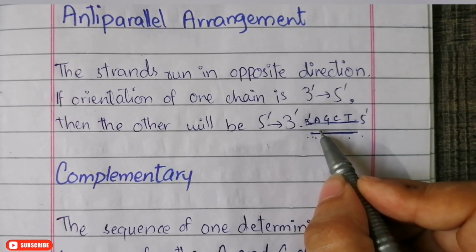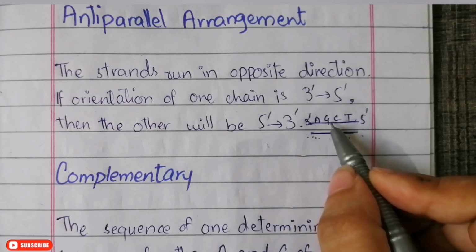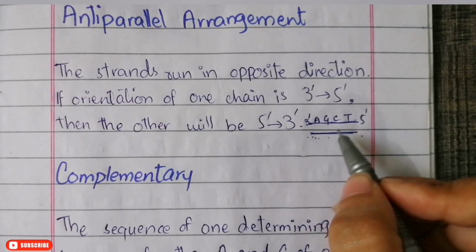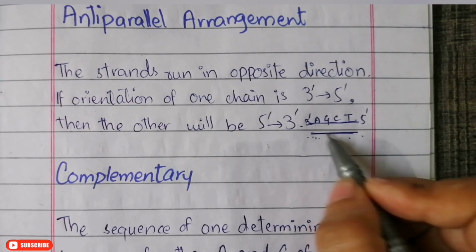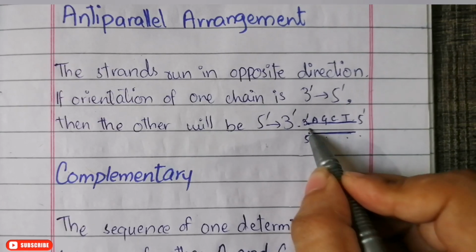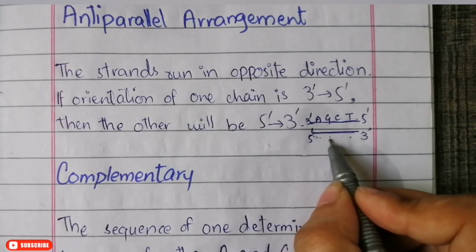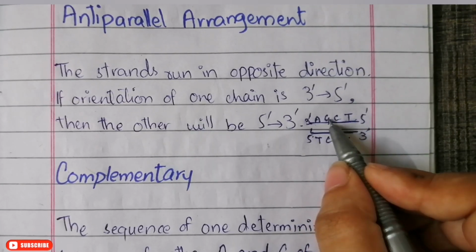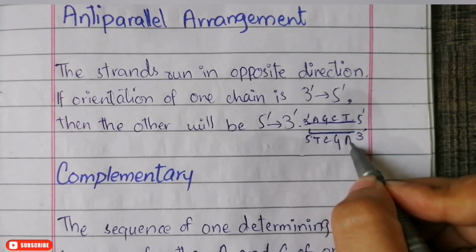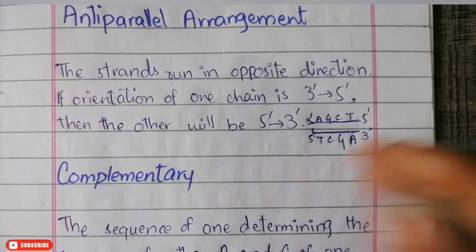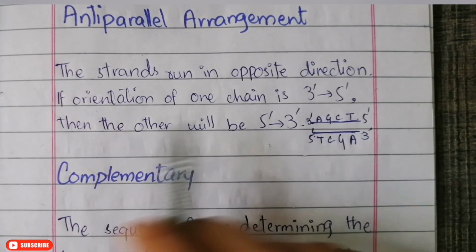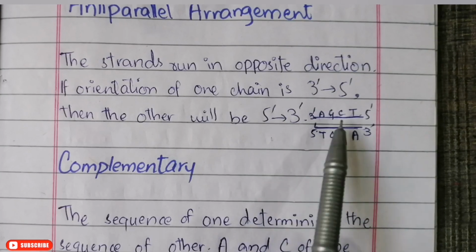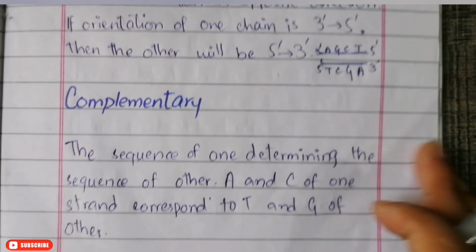A always forms a hydrogen bond with T, not A. G always forms a hydrogen bond with C, not G. So they have to be in opposite directions so that they are complementary to each other. Now if the strands are in opposite 5 prime and 3 prime directions, then for A there will be T, for G there will be C, for C there will be G, and for T there will be A. In this way it will run exactly the right way. So this is the anti-parallel arrangement of the double helix structure. They are opposite to each other.